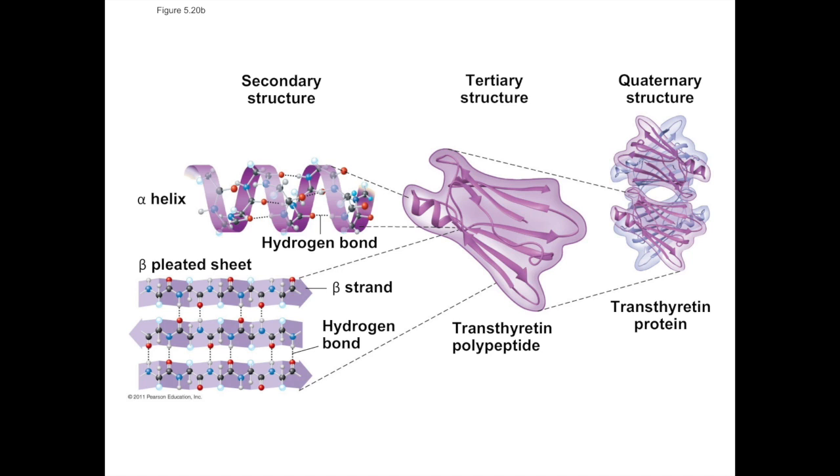But then those peptide bonds in the chain can interact with each other. They can hydrogen bond to each other. So this is just in the backbone, just in the carboxyl and amino chain. You can get structures like these spirals that are called alpha helices, or these pleated sheets that are called beta pleated sheets.